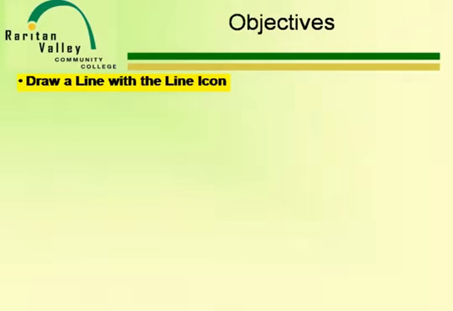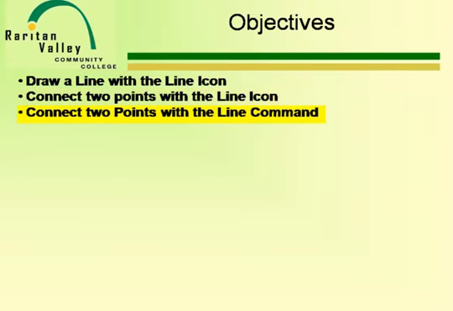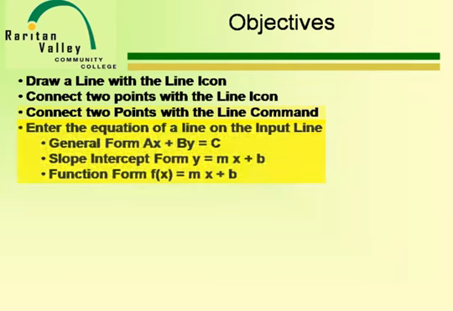This is Session 4 on GeoGebra, and this is Module 4 on drawing lines. In this module, we're going to draw a line with a line icon. Then we're going to connect 2 points using the line icon. We'll connect 2 points using the line command. We'll enter the equation of a line on the input line, and we'll do it in general form, slope-intercept form, and in function form.